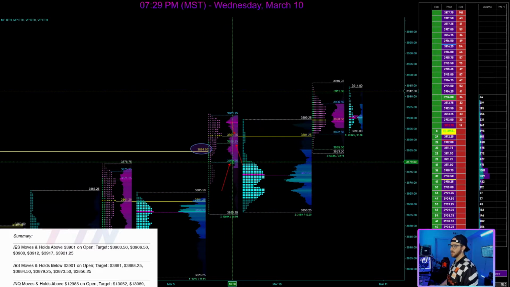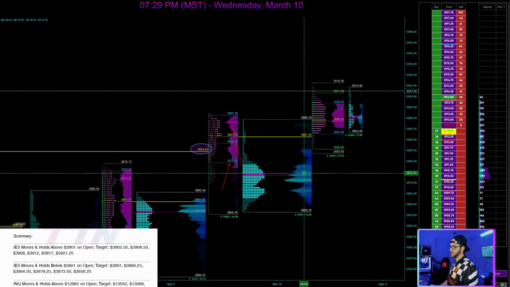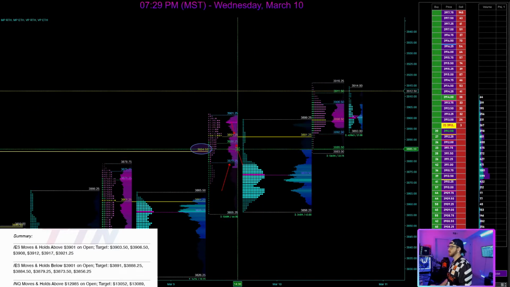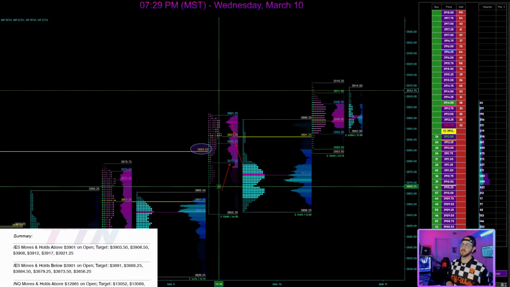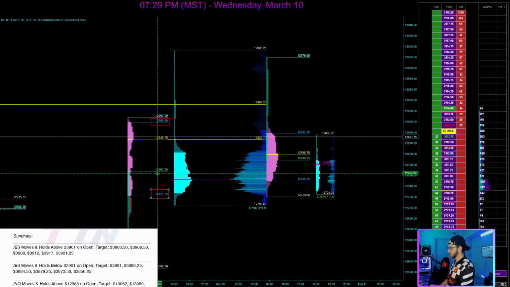You can see the next target that I had was 3879. Following that was 3873, which was the overnight point of control here. Following that was 3856, which was the overnight low. So we had 3 out of 6 downside targets hit as well. And we will move on over to the NQ profile and check out these targets.